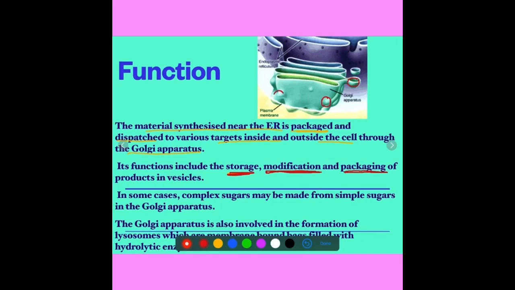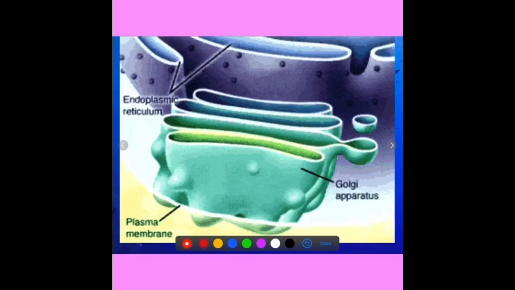These are small vesicles. In some cases, the complex sugars may be made from simple sugars in the Golgi apparatus, and it has a very important role, that is formation of lysosomes. We'll study about the cell organelle lysosomes, but let us have a look at how the Golgi apparatus performs its function. This is the endoplasmic reticulum and this is the Golgi apparatus. How do they function? Let us see.